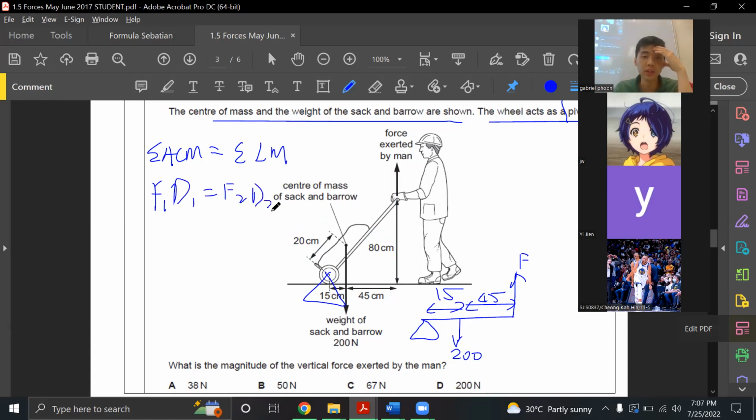Which in this case will be 200 multiplied by 15 equals your F multiplied by 45, is it? Why not? 60. Okay. It's 60. Why is it 60? And not you.